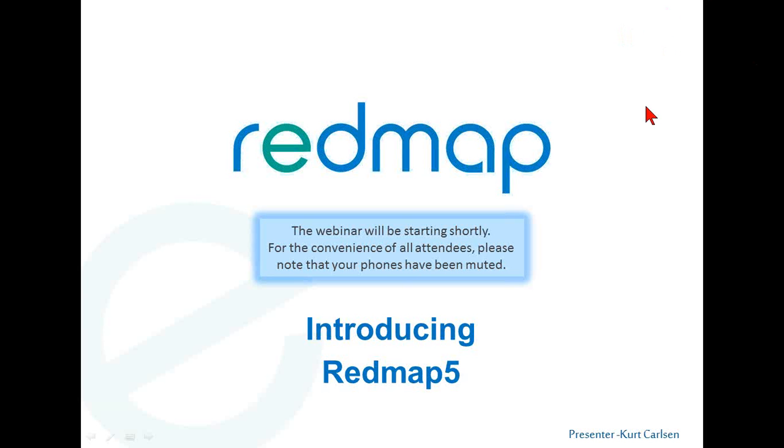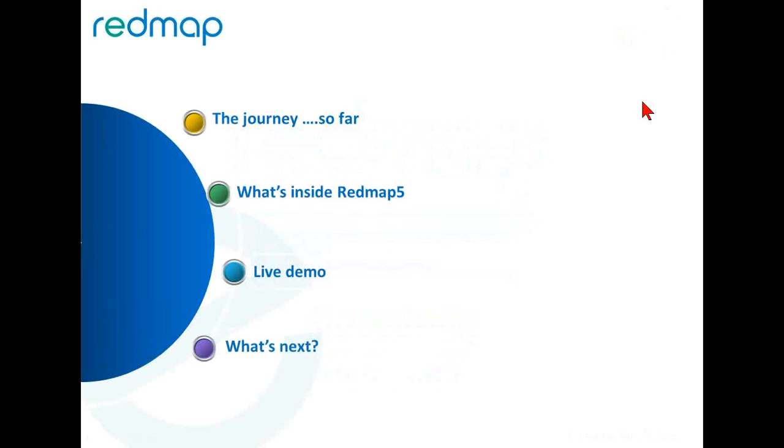Our agenda is fairly concise. Today we're going to start by looking at the journey we've taken since back in the good old days, 20 years ago when we started out, to where we are now, and how much our software has evolved over that time. We will then spend time looking at Redmap 5 from a fairly high level and then provide you with a quick live demo of the software before touching on what's next as far as where we go from here.